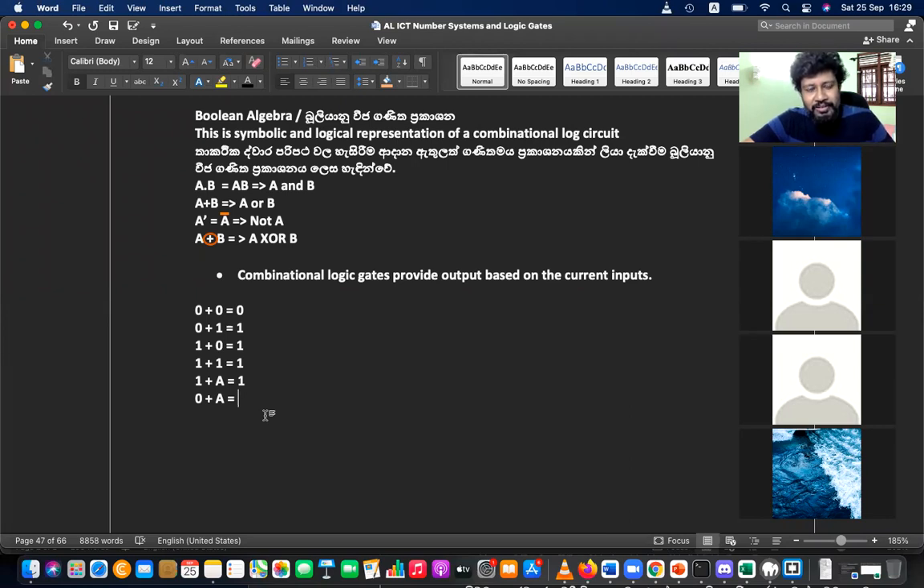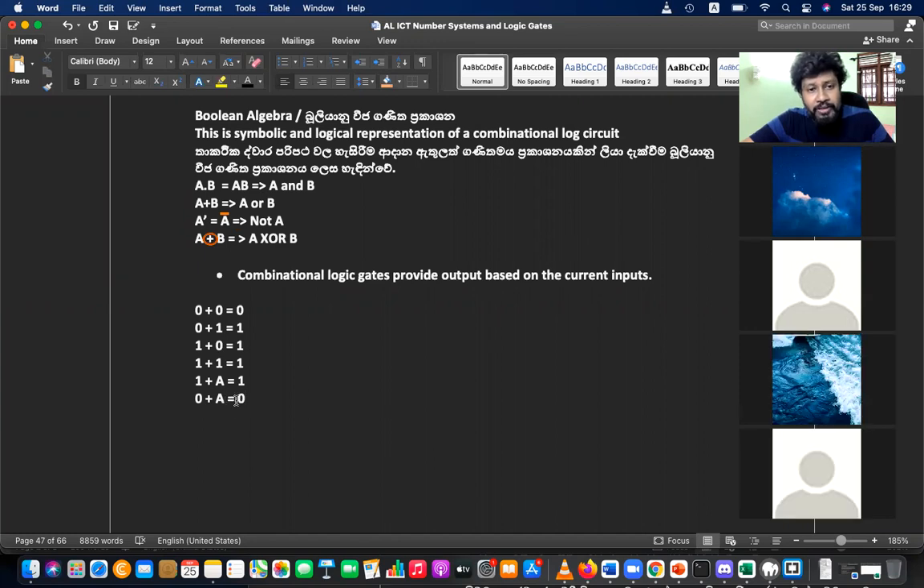If you say 0, this is valid only for the cases where A is 0, right? 0 or 0 is 0. But if A is 1, this should be 1. Therefore, the output is A. Agree or not? Because 0 or 1 is 1, 0 or 0 is 0. Whatever the value of A is will be the output.